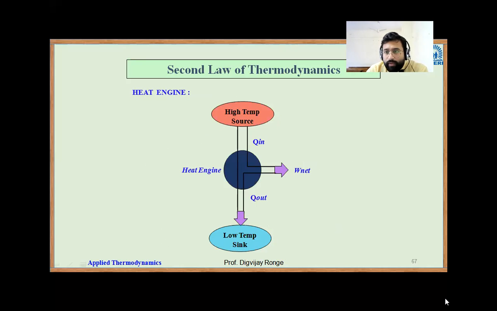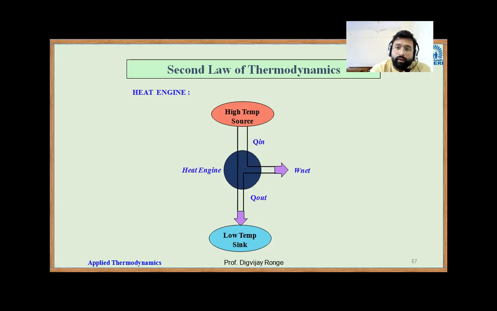So this is a very classic diagram for the heat engine. Please draw it, because this diagram will come again and again. In this case, we have a high temperature source, we have a low temperature sink, and in between you have a heat engine. So what will the heat engine do? It will take the heat, convert some amount into work, and reject some heat to the sink. So this is a schematic diagram of the heat engine.